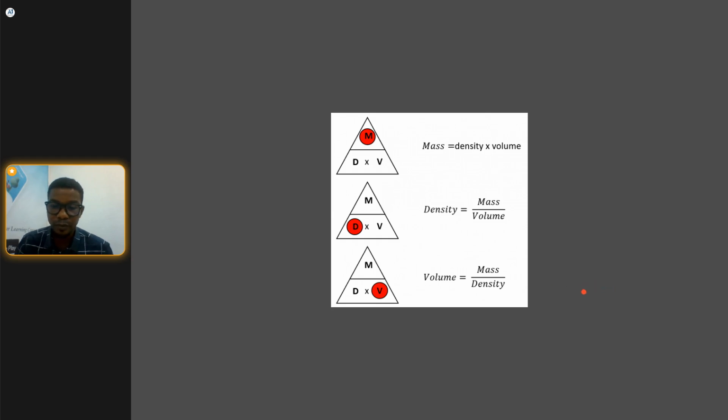Now, let's consider an application on that. So if you are with me, please kindly signify you want to take an application on the formula of density.